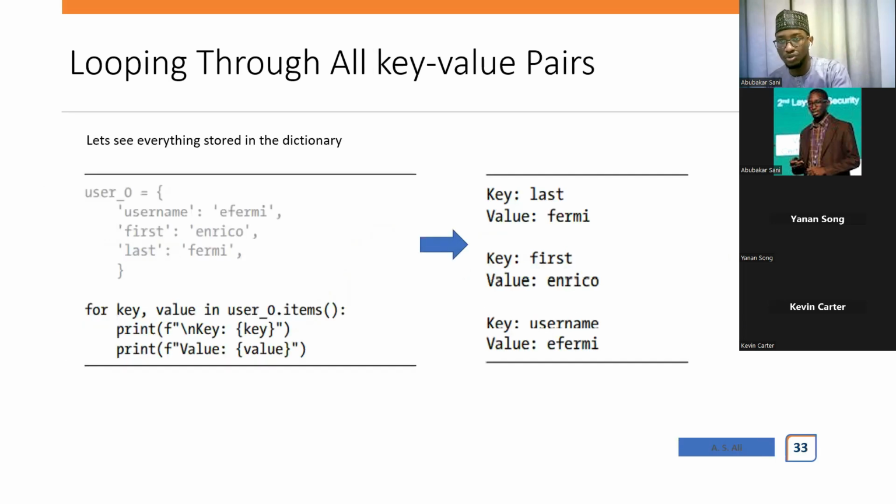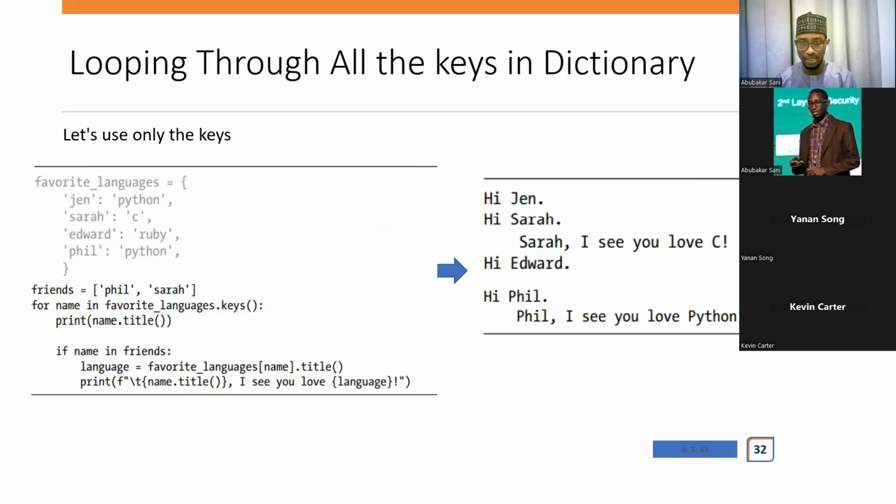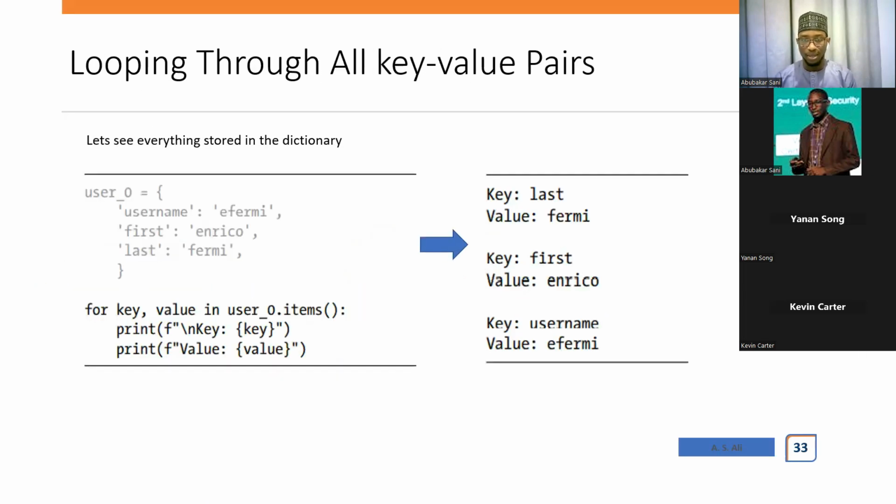So this is how you will do a loop, and I will show you also as an activity how you can do that. This is a dictionary, user 0, and this dictionary is about a particular person. In my case, let's say myself. My username is Farmi, my first name is Enrico, and my last name is Farmi. These are the details about this particular user.